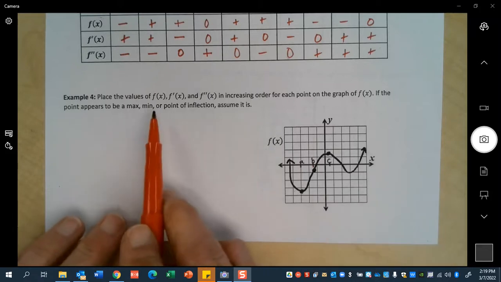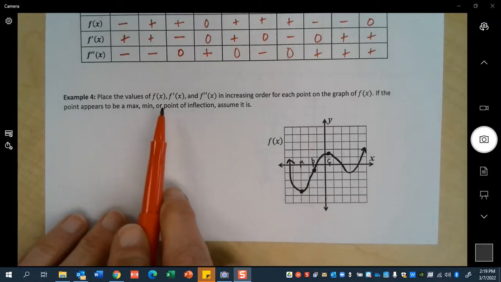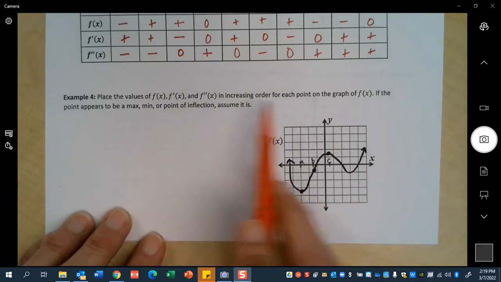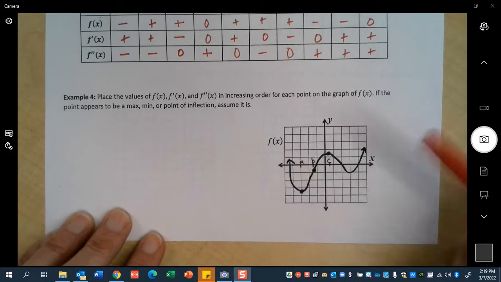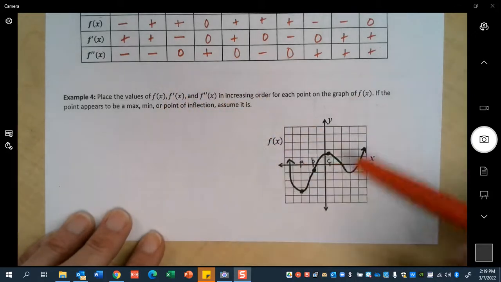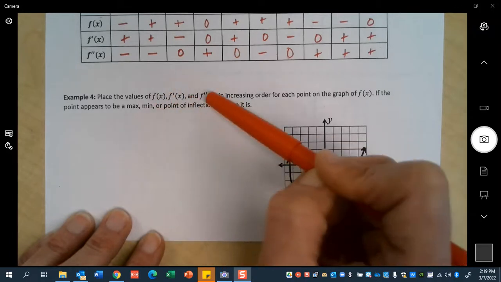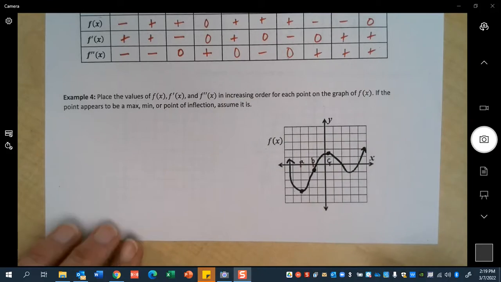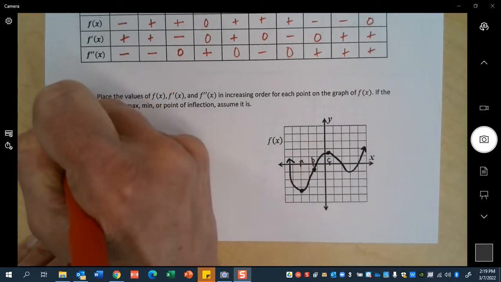So when we place the values of f of x, f prime of x, and f double prime for each point, we're going to be looking at just A and its 3 values, just B and its 3 values, and just C and its 3 values. So let's talk about A.